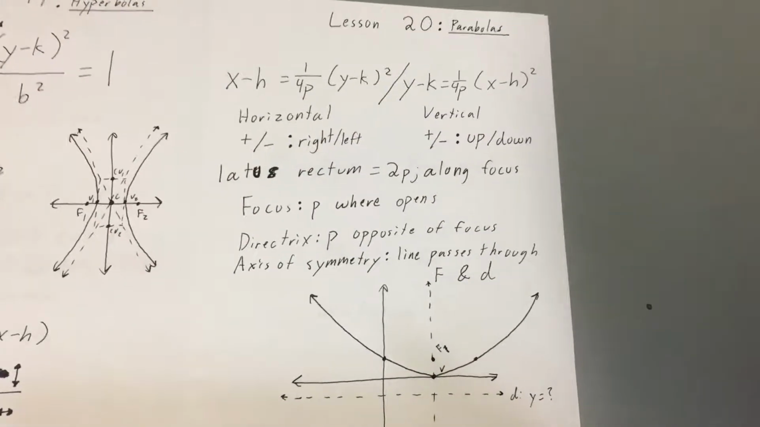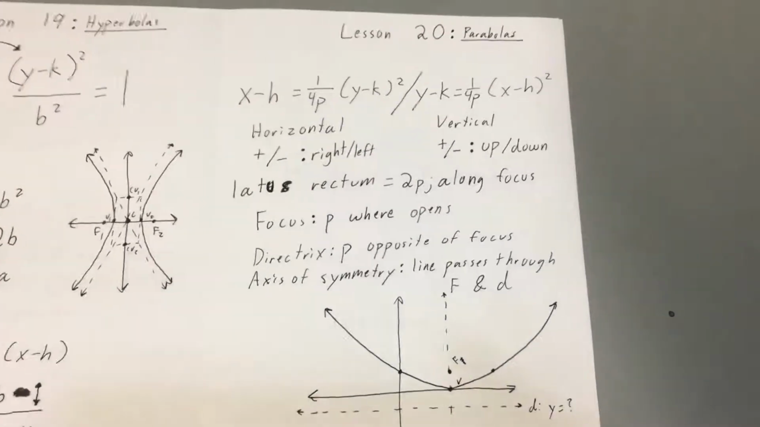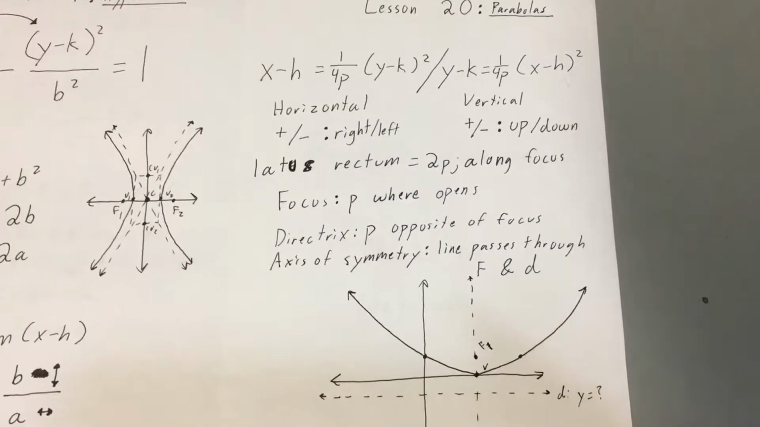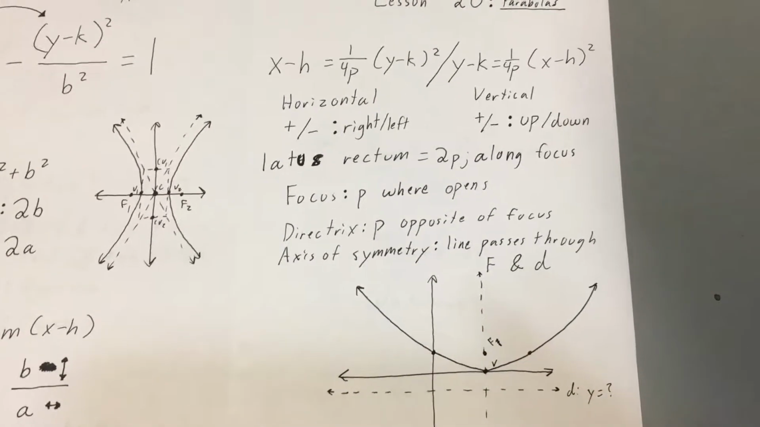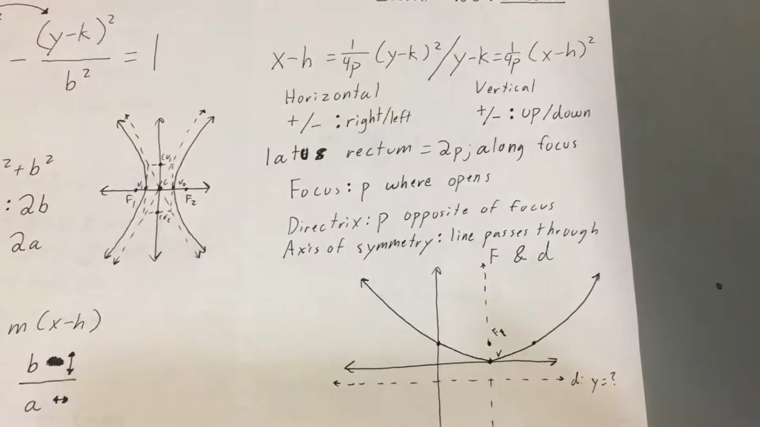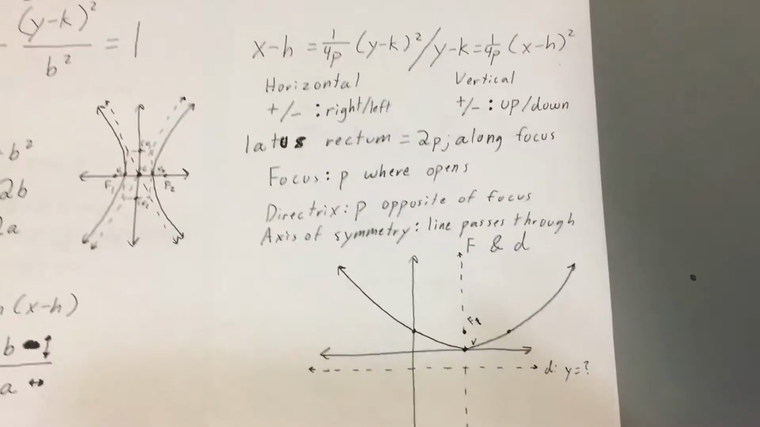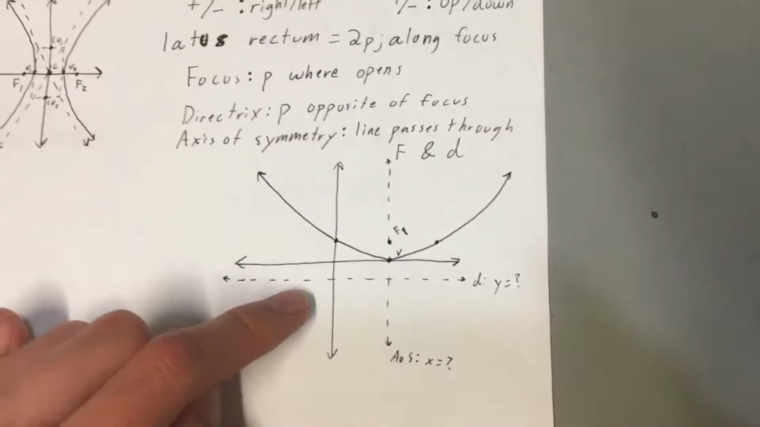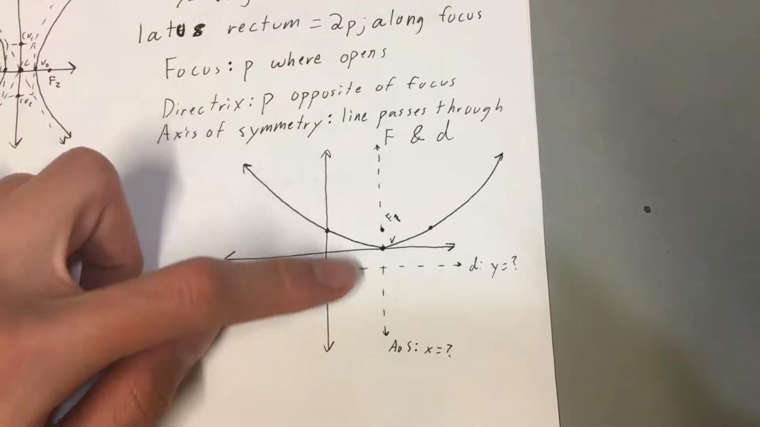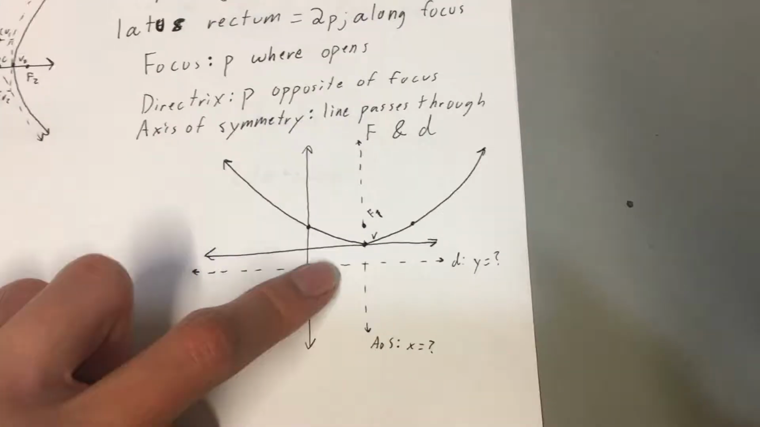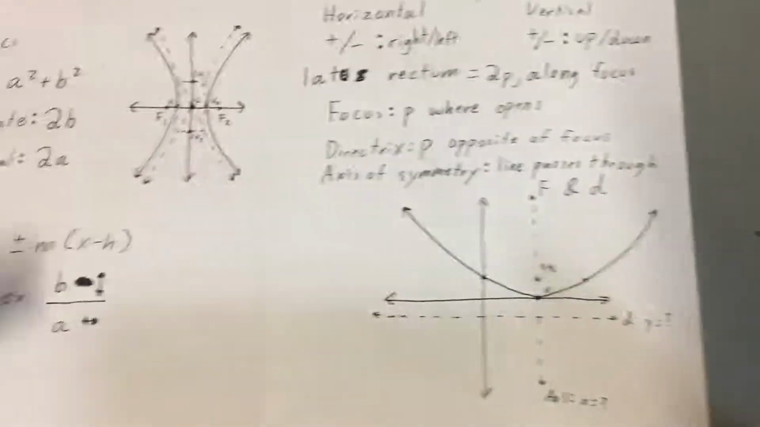For the latus rectum, it's going to be equal to 4p, and it's along the focus. And the focus is p where it opens, and the directrix is p opposite of the focus. And the axis of symmetry is the line that passes through both the focus and the vertex. And here's a quick graph of what a parabola looks like. So you have the axis of symmetry, and then you have the directrix, and you have the focus right here, and these two are the latus rectum.